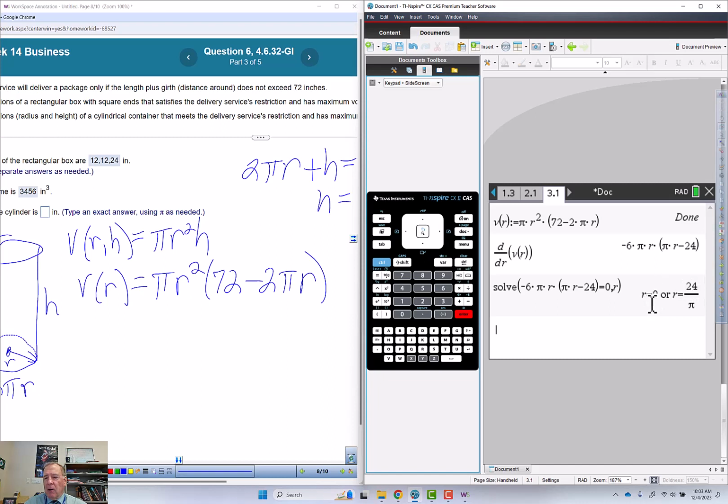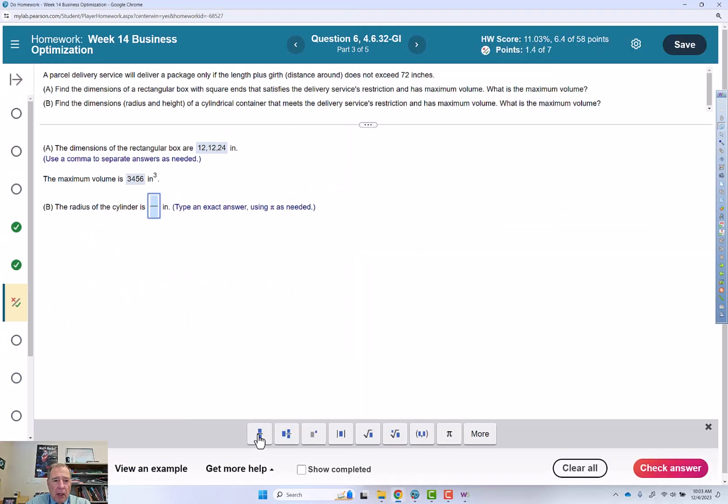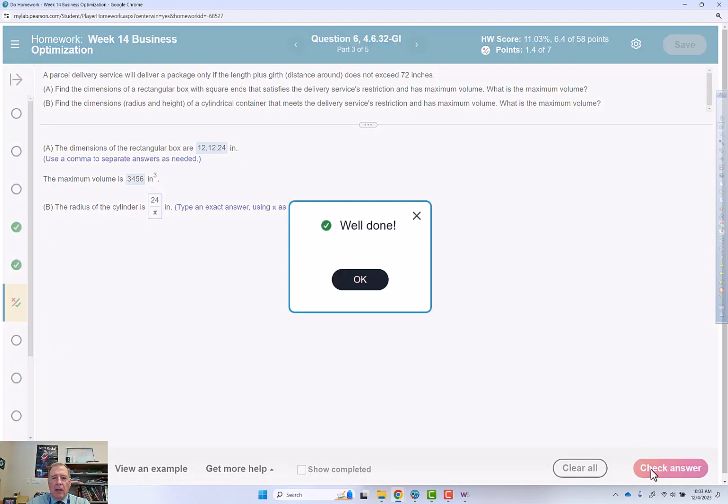And I get r equals 0, which would obviously not be the right one because that would give me 0 volume. So the radius is 24 over pi inches. We'll go put that in. Fraction 24 over, and they give us a pi here. We'll check that answer. Well done.